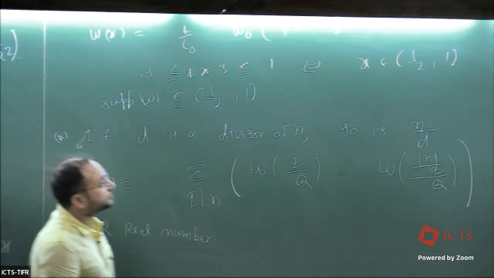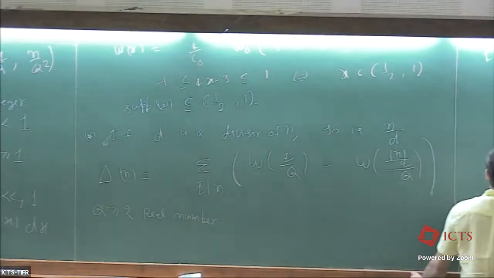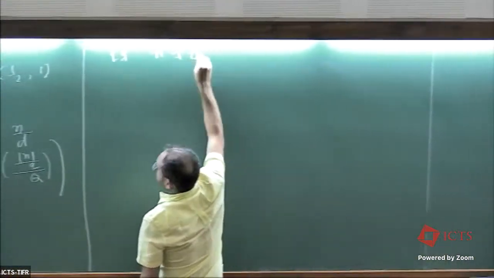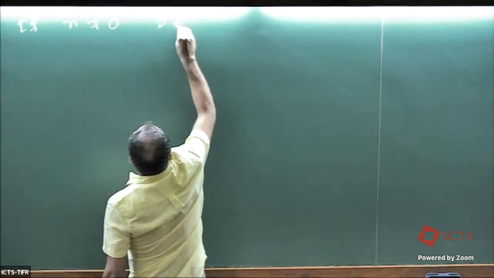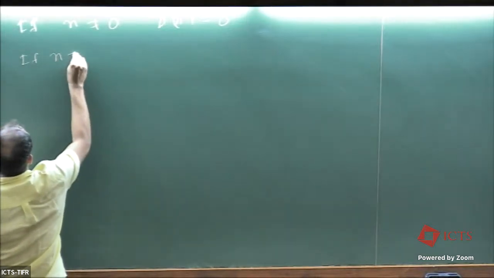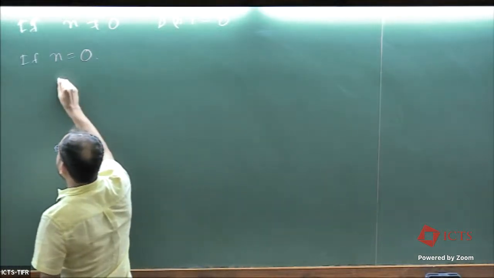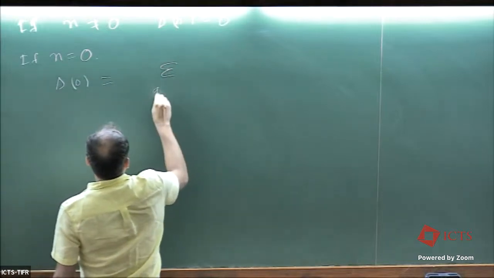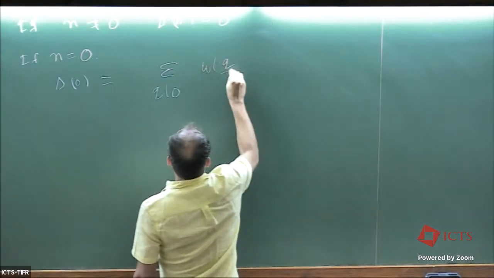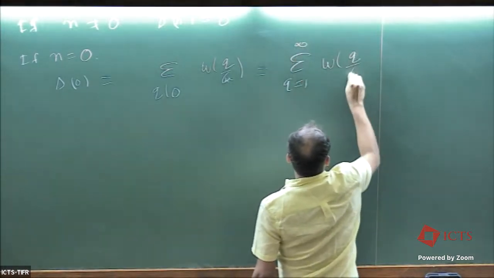If n is not equal to 0, then the divisors match up here. If q is a divisor, so is n by q, so both cancel. We obtain that delta of n is 0. Now the case if n is 0: then this term is gone because w of 0 is 0. So we obtain delta of 0 to be the summation over q dividing 0 of w of q by Q, and this is the same as summation q from 1 to infinity of w of q by Q.